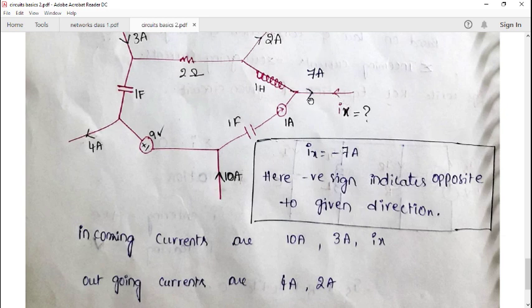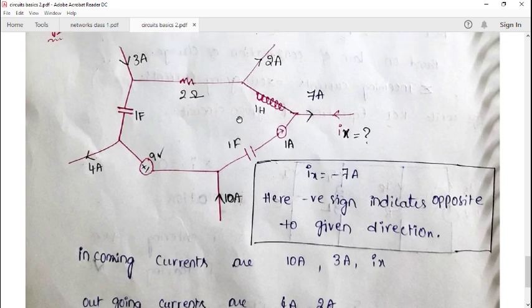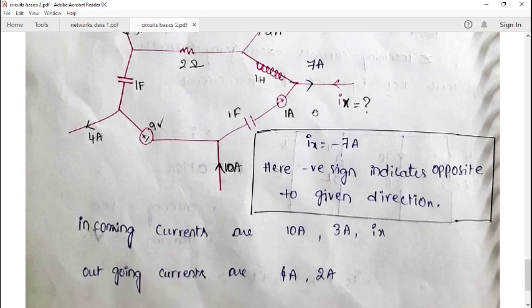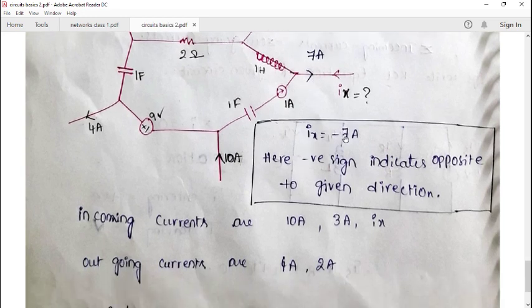I am once again telling that please don't confuse with 7 ampere. The question contains only 3 ampere, 10 ampere, 2 ampere and 4 ampere. The 7 ampere is what we got as answer, and we should choose minus 7 ampere. Don't choose 7 ampere. Okay.